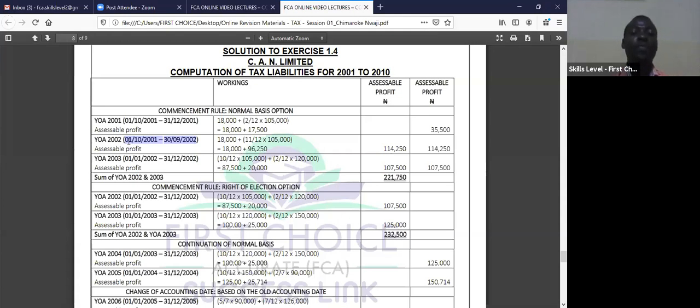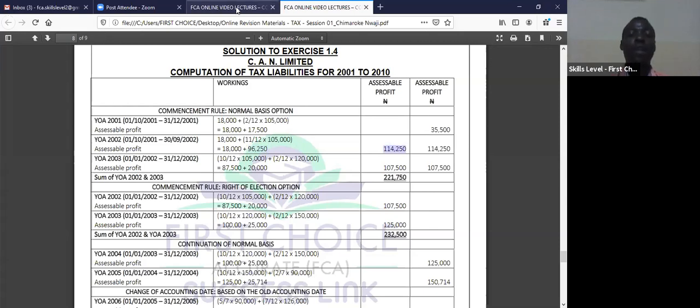So from October 1 to October 31st, they gave us a 1-month account. That means we need 11 more months to make this 12 months. That's why we said 11 over 12 of this same figure that we took here. We took 2 over 12 earlier, now we're taking 11 over 12. So this is your 18,000 repeated here. 11 over 12 of this is going to give you 96,250. When you add it to this, you have 114,250. You put it here first.